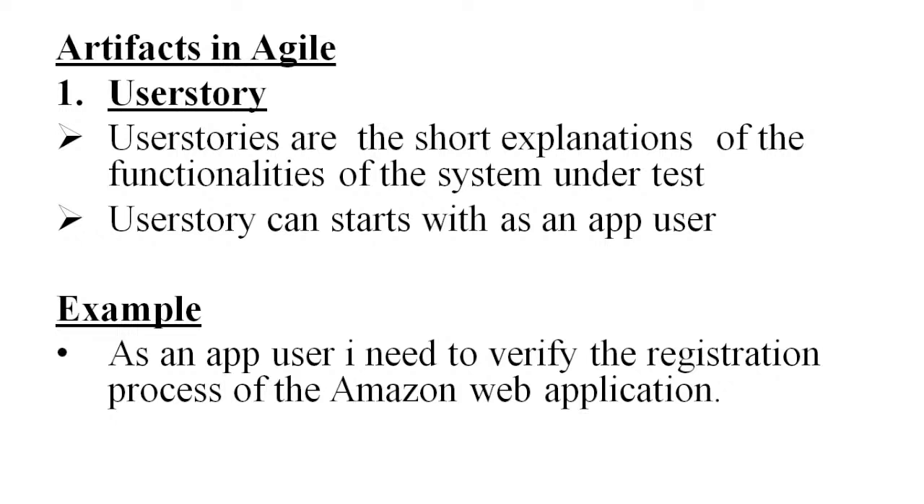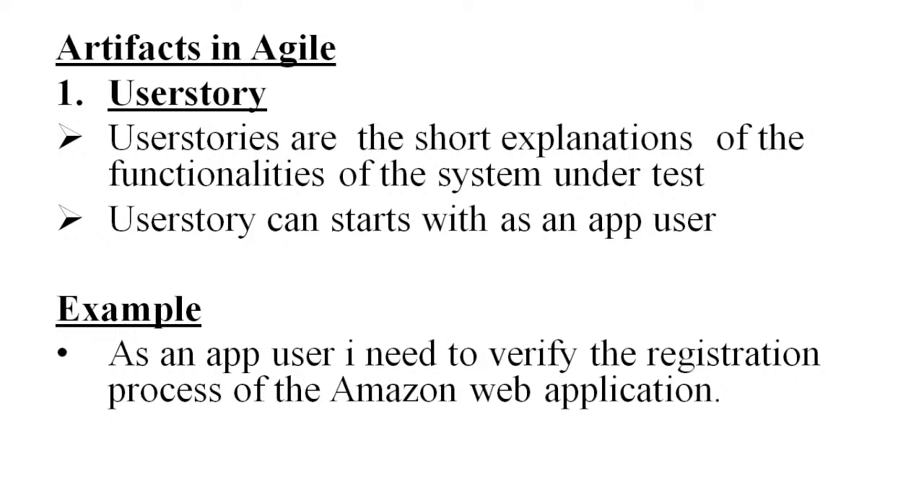So what is meant by user story? User story is nothing but the requirement. Another name is the requirement, otherwise it will be named as feature. So this will be named as the user story also. User stories are the short explanation of the functionalities of the system under test. So our requirement will be shortly explained. Otherwise, what are all the functionalities?